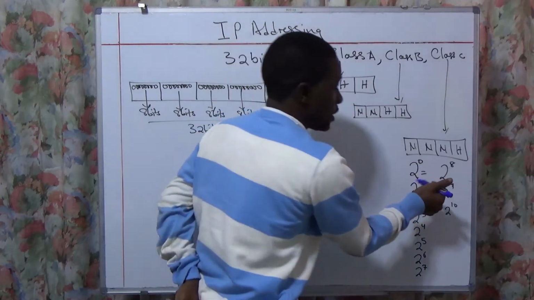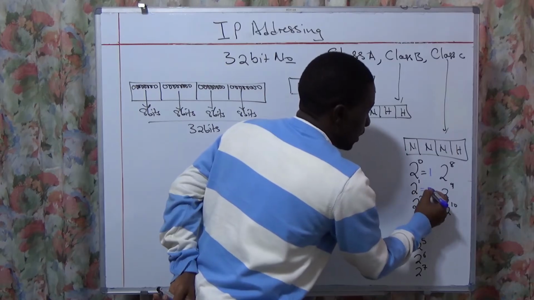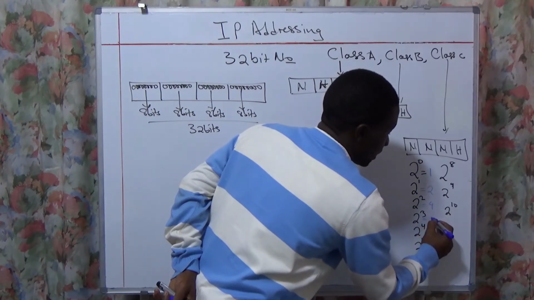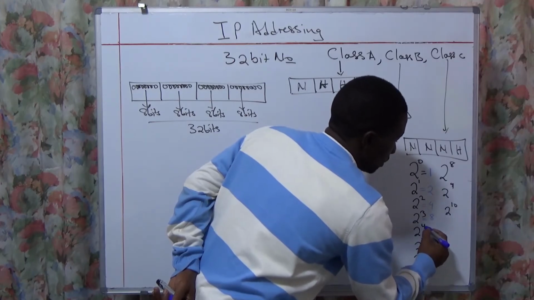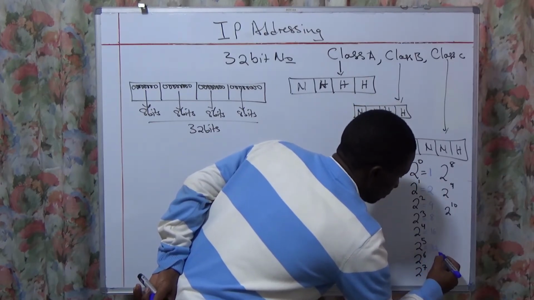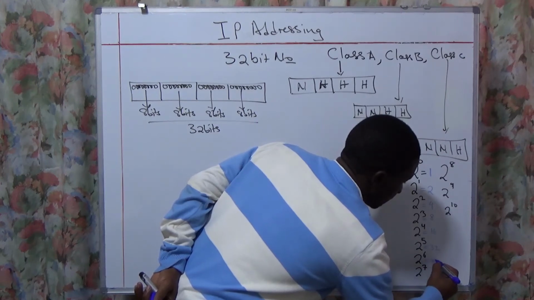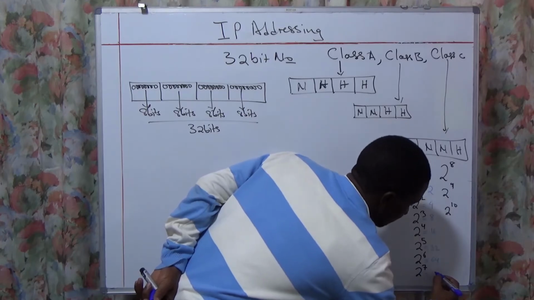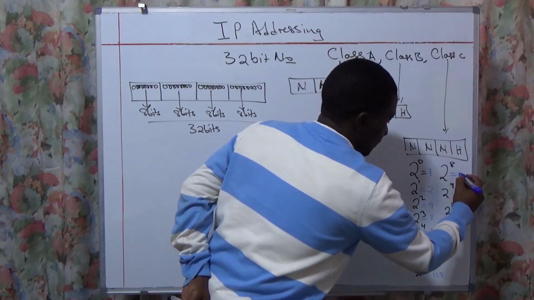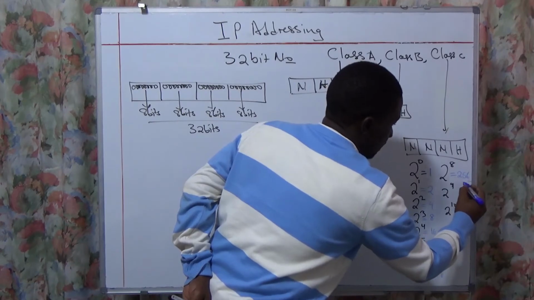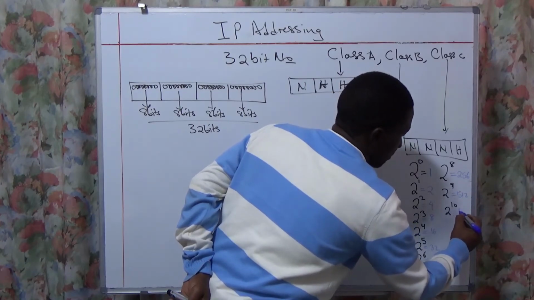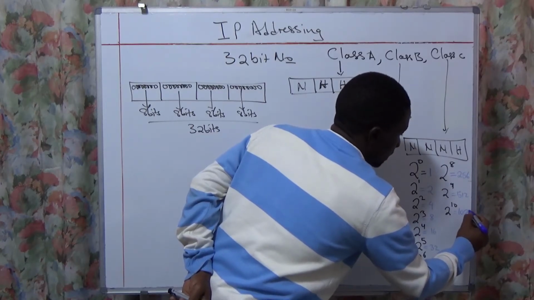Here we shall say 2 to the power 0 is 1, 2 to the power 1 is 2, 2 to the power 2 is 4, 2 to the power 3 is 8, 2 to the power 4 is 16, 2 to the power 5 is 32, 2 to the power 6 is 64, 2 to the power 7 is 128, 2 to the power 8 is 256, and 2 to the power 9 is 512, and 2 to the power 10 is 1024.